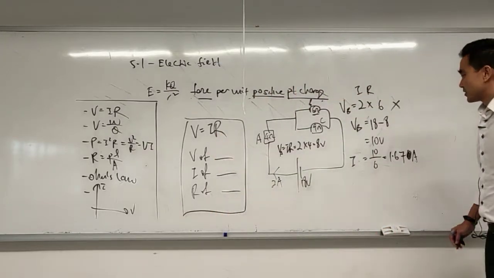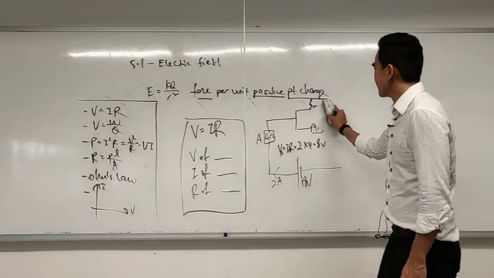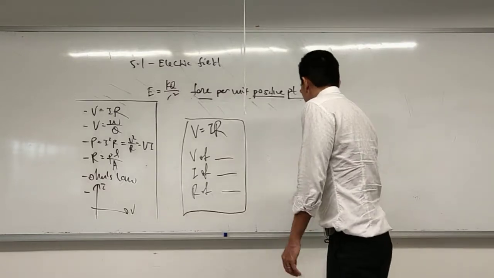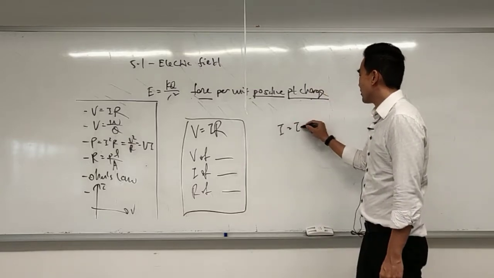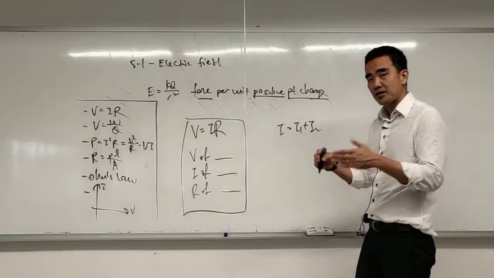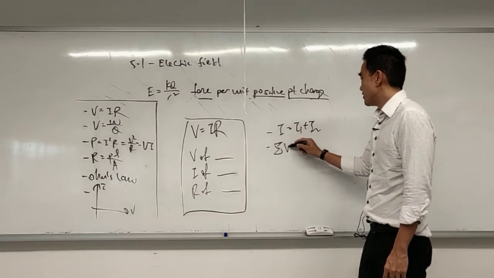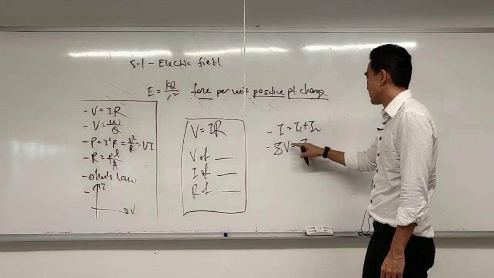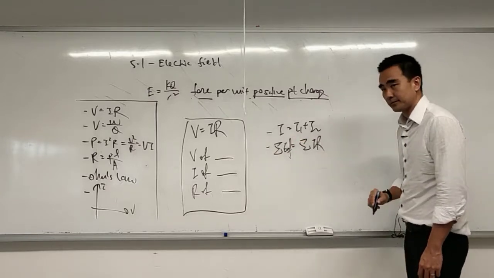Alright? Now Kirchhoff's law is actually very simple. In your syllabus, very clear cut. 3 currents usually. And revision, Kirchhoff's first law, basically I equals I1 plus I2. Whatever current is flowing in equals whatever current is flowing out. The other one is summation of V, equals summation of EMF, equals summation of IR.